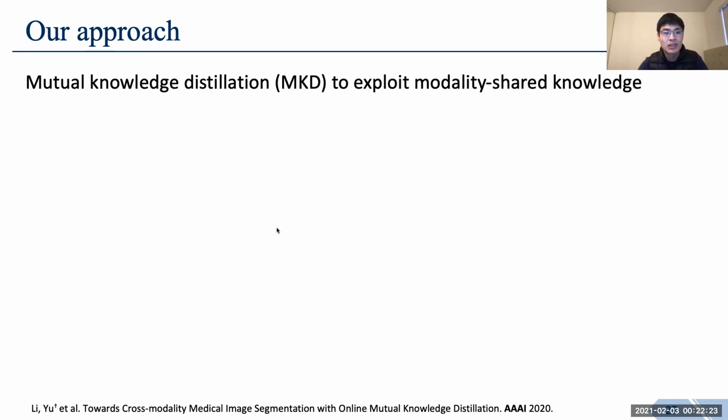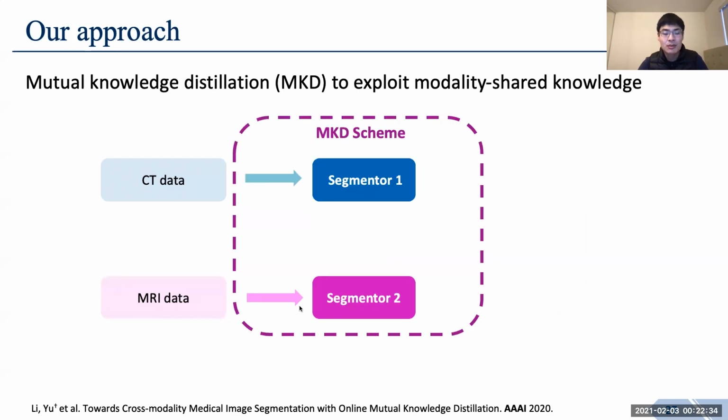And in our recent TMI paper, we propose a novel mutual knowledge distillation scheme to do that. Given two different modality data, like the CT data and the MRI data, we first train two segmentation networks, and each segmentation network learns the knowledge from each modality data. At the same time, the two segmentation networks are also trained with mutual guidance, so that each network can also learn the knowledge from another modality.